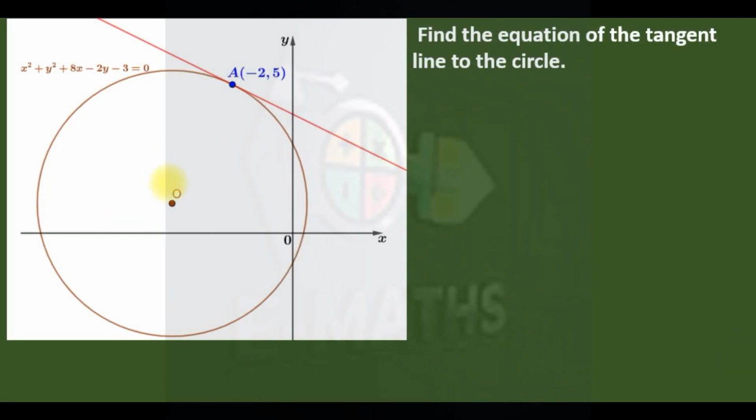So we are given the diagram and we're asked to find the equation of the tangent line to the circle.